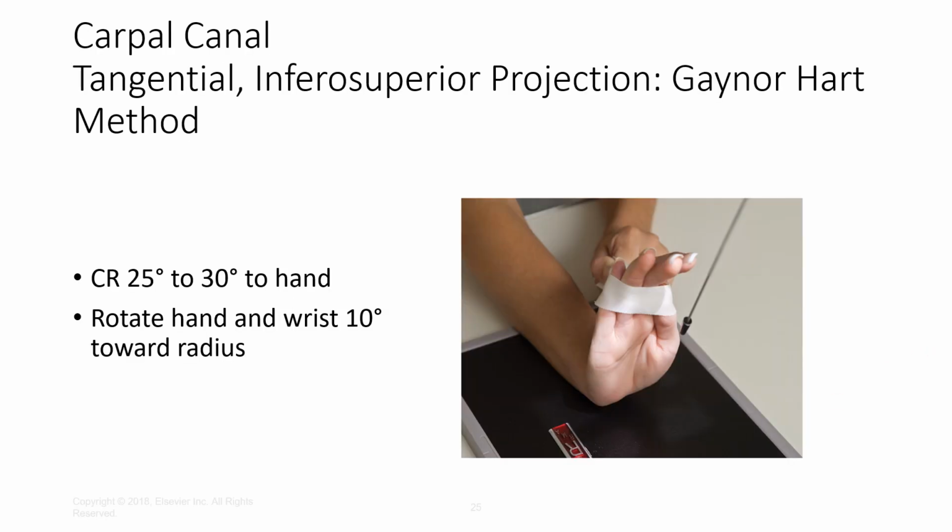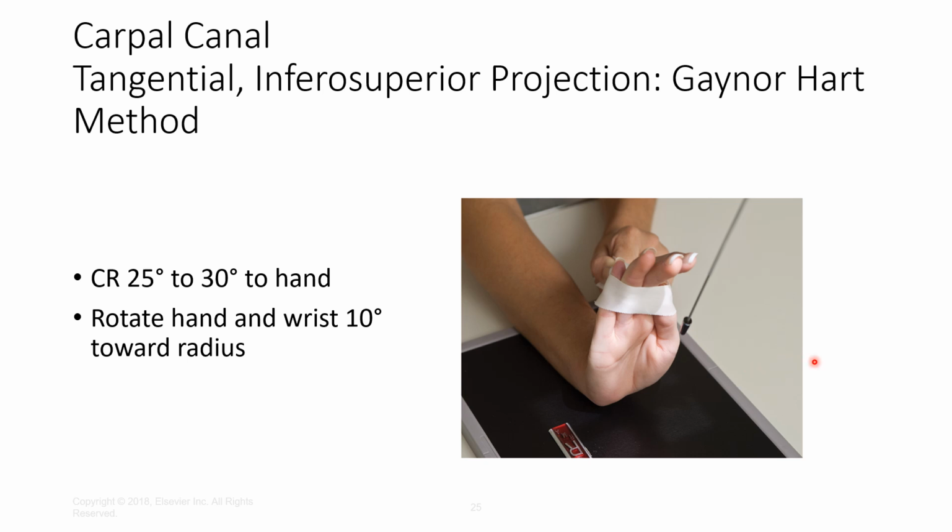The carpal canal, this particular view is also a specialty view. This is on page 158 of your book. This correlates to figure 4.111. So the carpal canal is a tangential inferosuperior projection. So tangential means skimming. Inferosuperior means that the central ray is going through the inferior and exiting the superior. This is the Gaynor-Hart method.